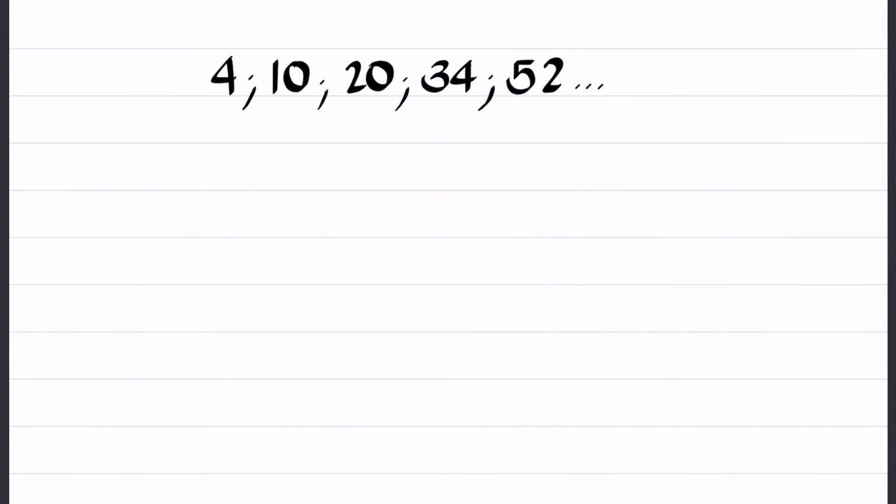Alright, if we have the sequence 4, 10, 20, 34, and 52, we want to determine our general term, or our nth term. So we're going to start by determining our first difference. Our first difference will be term 2 minus term 1. 10 minus 4 is 6. 20 minus 10 is 10. 34 minus 20 is 14, and 52 minus 34 is 18.